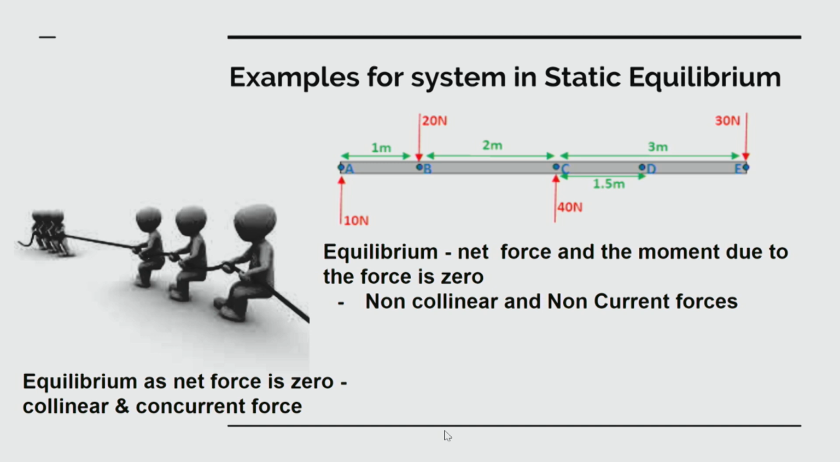Not all systems are collinear and concurrent. There could be non-collinear and non-concurrent systems, like I have shown in the other example, wherein a rod of a given length is subjected to numerous forces acting at different points. The forces are not acting at the same point, so it is non-concurrent, and they are also not linear, and they can also be non-coplanar. In this case, the net force and the net moment are equated to zero to determine the equilibrium condition. So these are a few examples to tell you what is meant by equilibrium.